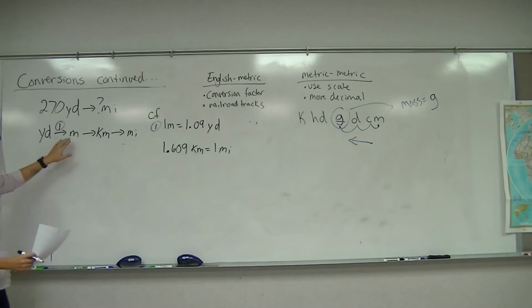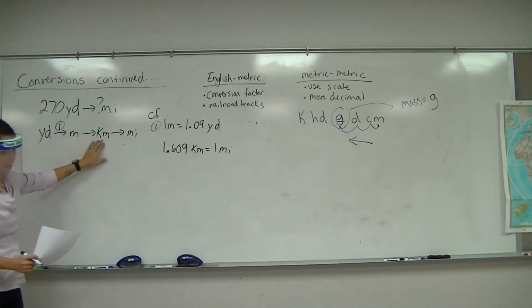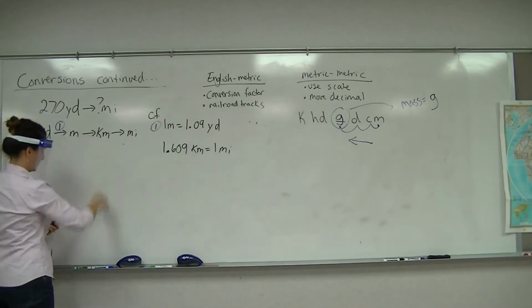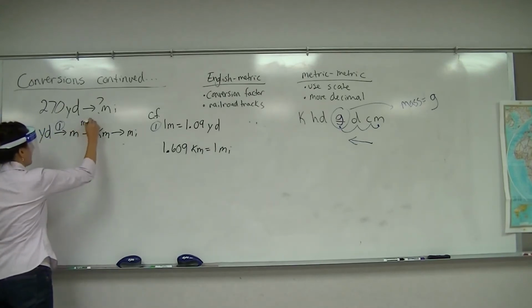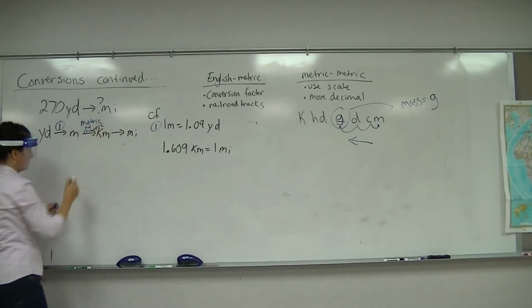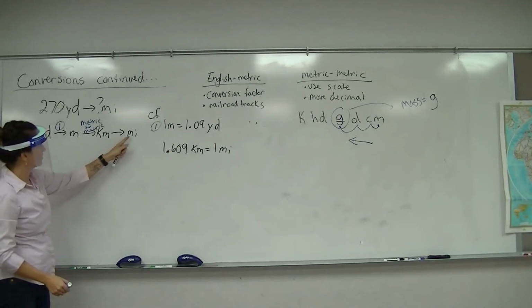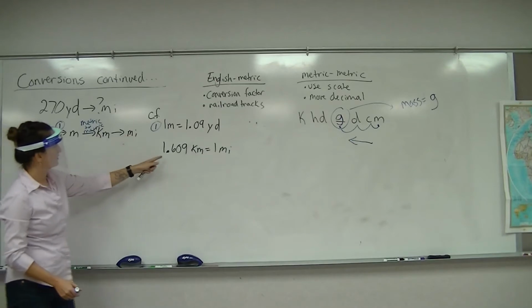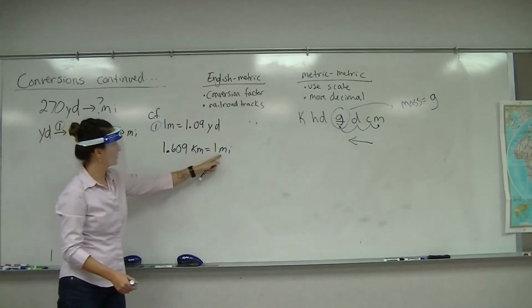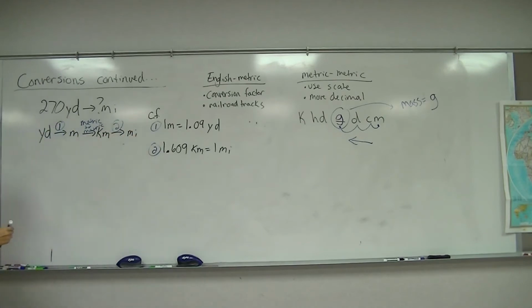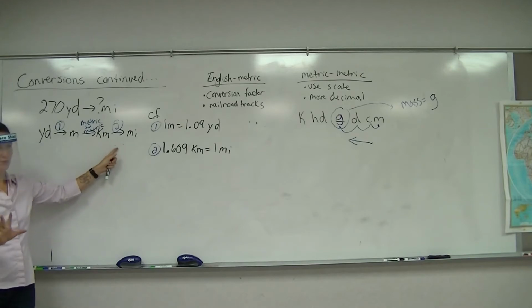So meters to kilometers is metric to metric. We can do that. It's not a conversion factor, but we can move the decimal point to get there. Now the last step, once we're in kilometers, can we get to miles? Kilometers, miles. So this will get us there. So that's why this is the hardest one. It's 3 steps. This is the hardest one you'll see.